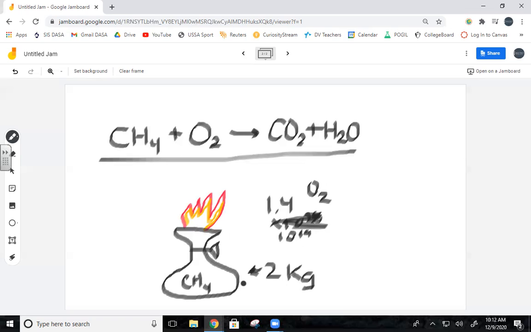So do you see how that is? The CO2, oh, it's not CO2. The CO2 and the H2O are being produced, but the CH4 is the limiting reactant. Okay?